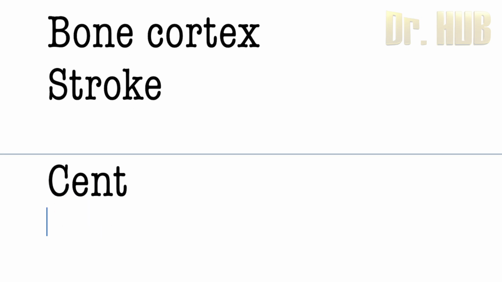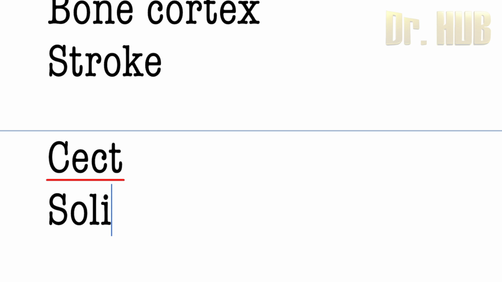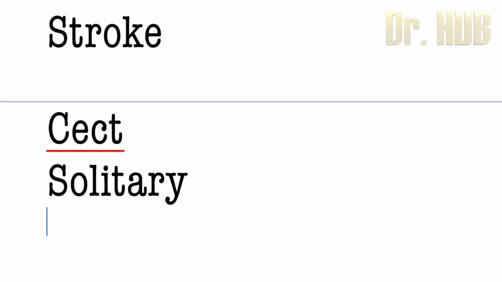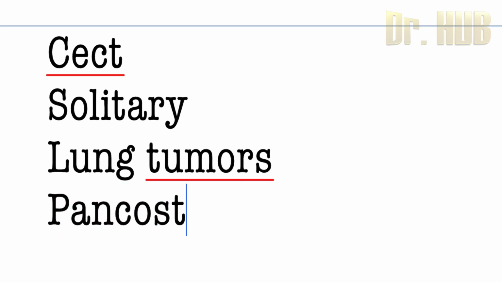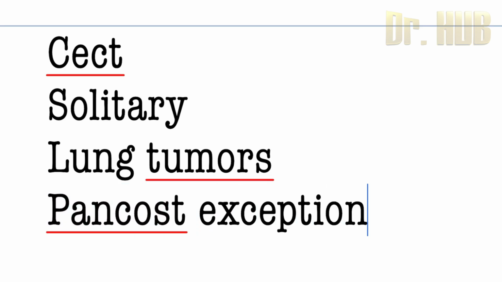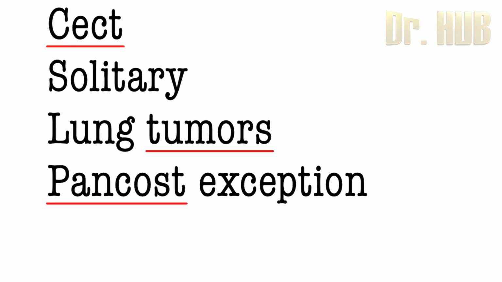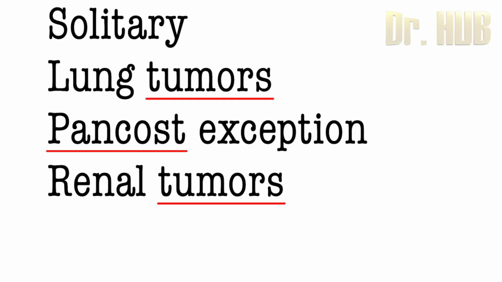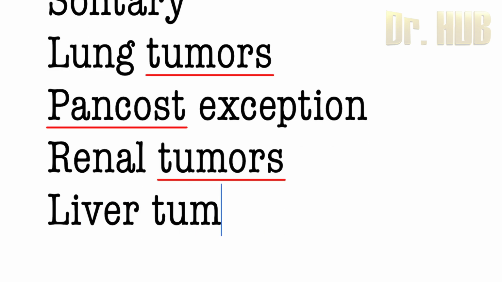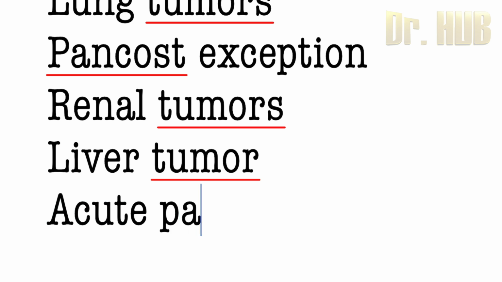Then we move on to the CECT. Under CECT, it is the solitary pulmonary nodule. There are lung tumors, the exception being the Pancoast tumor. Pancoast is the exception. This is very important. There can be renal stones, renal tumors, as well as pancreatic carcinoma. There are liver tumors, mediastinal masses, as well as acute pancreatitis.